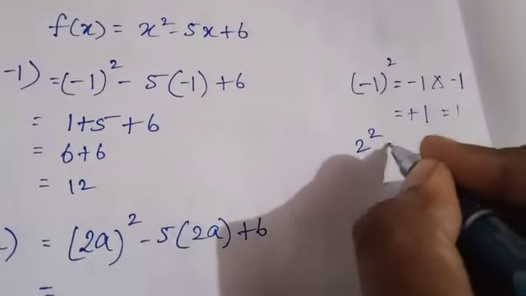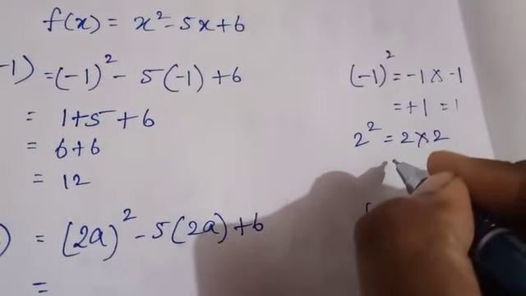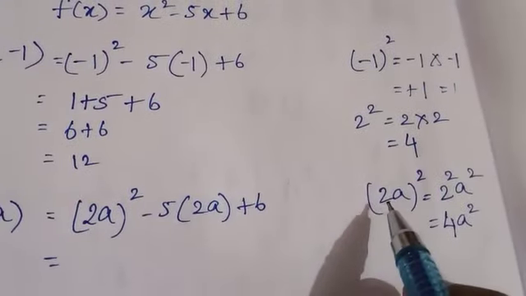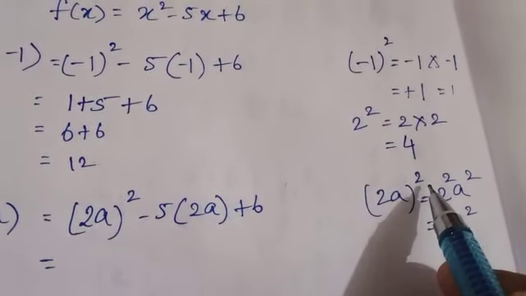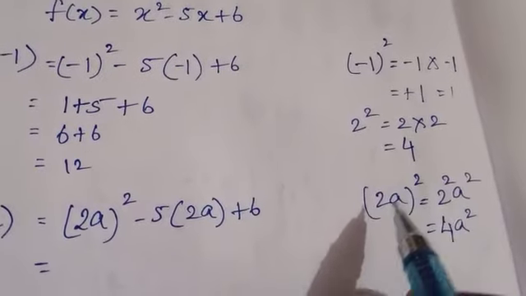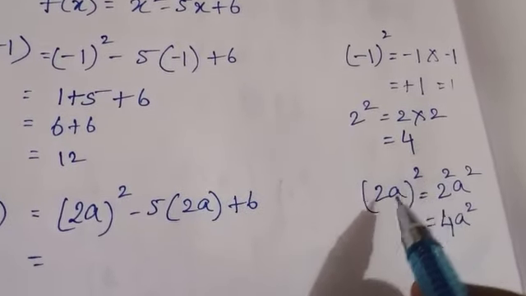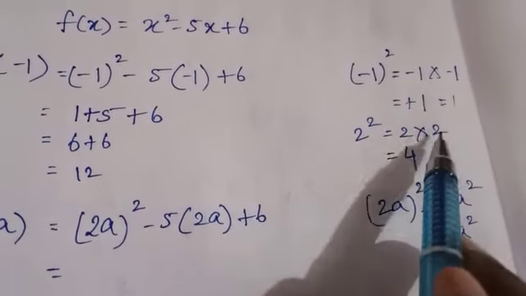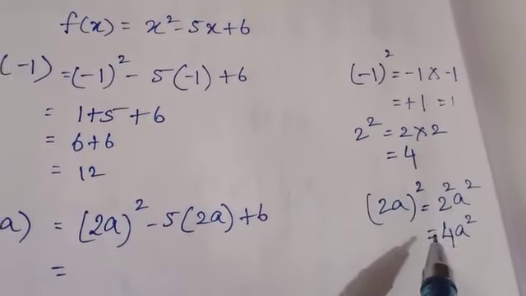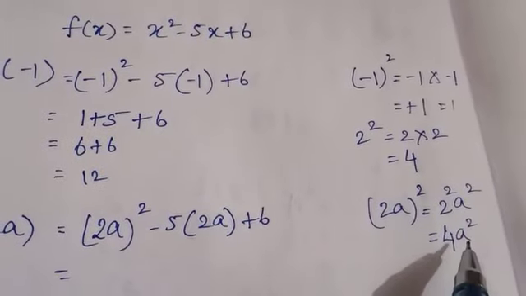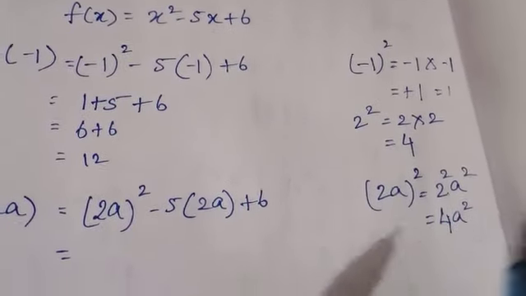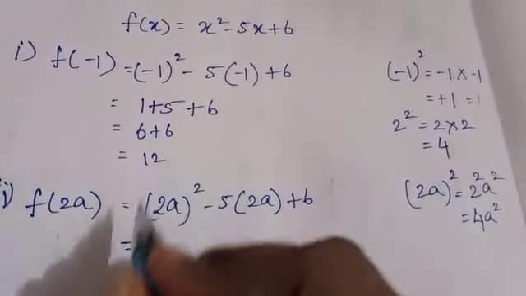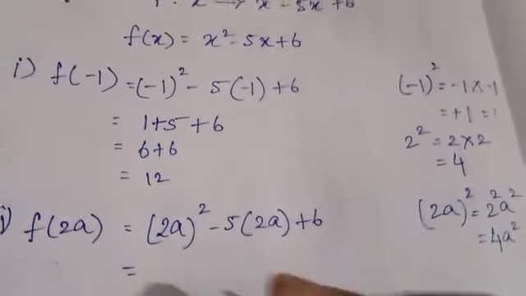2 square is 2 into 2. So 2 2s are 4. If we have 2a the whole square, then this means 2 also has a square and a also has a square. So 2 square is 2 into 2, 2 2s are 4, and a square we have to write as it is. So in the place of 2a square, after solving this we got 4a square.